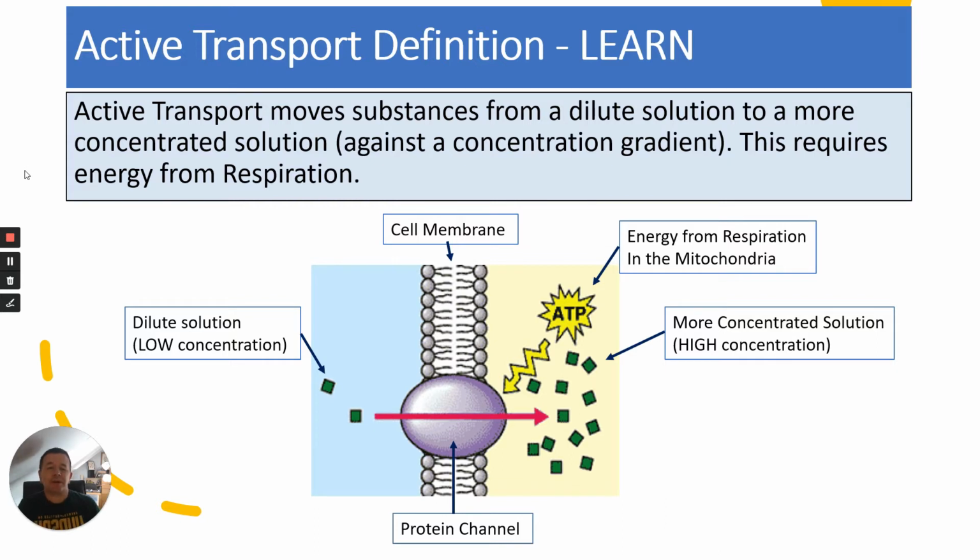If you look at the diagram, you can see a low concentration of molecules here on the left hand side, and it's a dilute solution. The molecules need to move through the cell membrane, and they move through a protein channel, but they can only move through this protein channel if energy from respiration is available, and it will move them against the concentration gradient to a more concentrated solution, or a higher concentration of molecules.